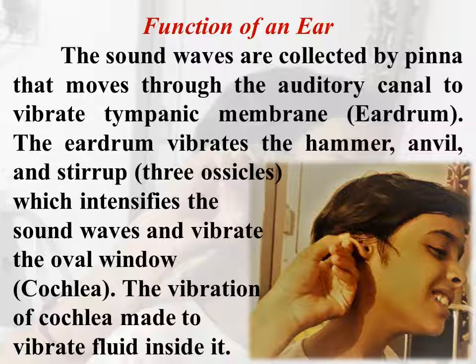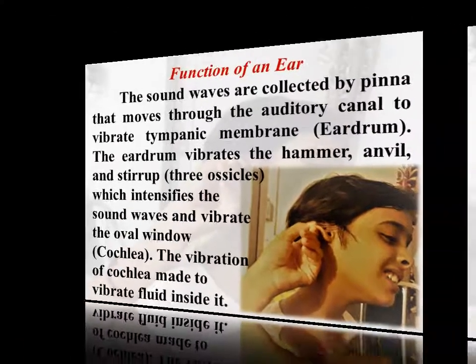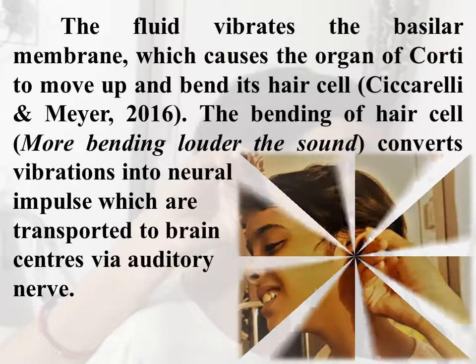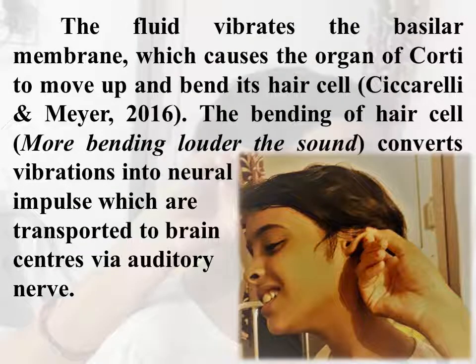Then through this cochlea, the vibration is made to vibrate the fluid inside it. There is a fluid which is found in the cochlea. The cochlea contains the fluid and the organ of Corti. So the vibration which has been received from the stirrup in turn vibrates the fluid, and that fluid moves the thin hair cells, the basilar membrane, which causes the organ of Corti to move up and down and bend its hair cells.